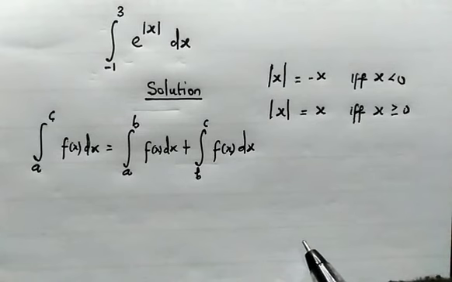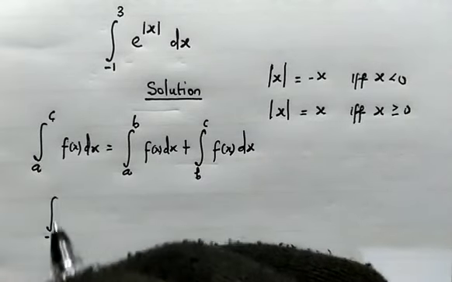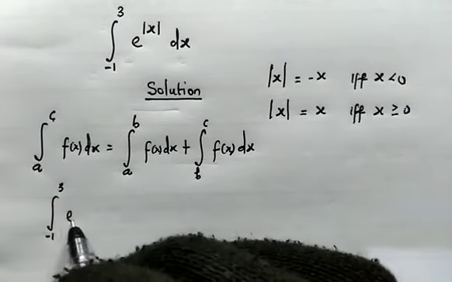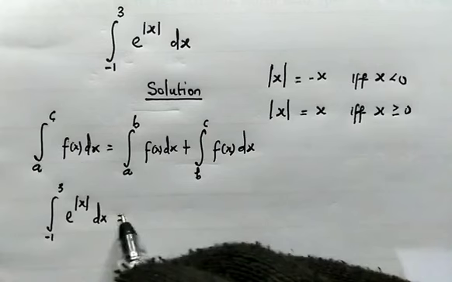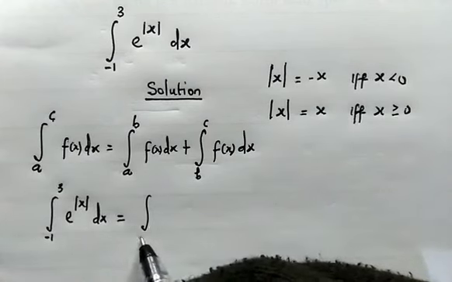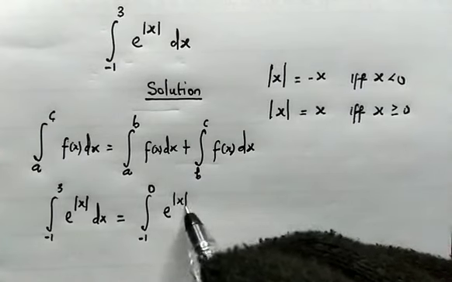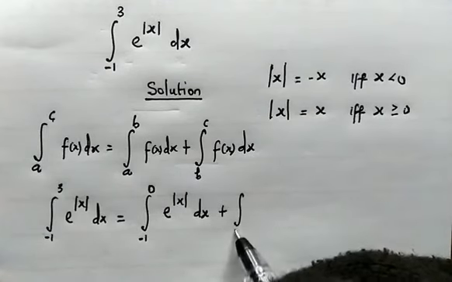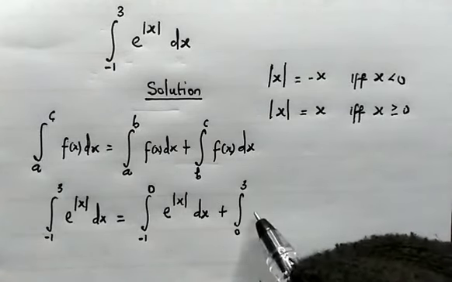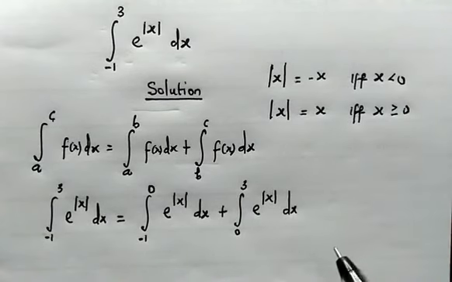The problem here is the integral from negative 1 to 3, right? So we have the integral from negative 1 to 3 of e to the power of the absolute value of x dx, which we can split as follows. The integral from negative 1 to 0 of e to the power of the absolute value of x dx plus the integral from 0 to 3 of e to the power of the absolute value of x dx.